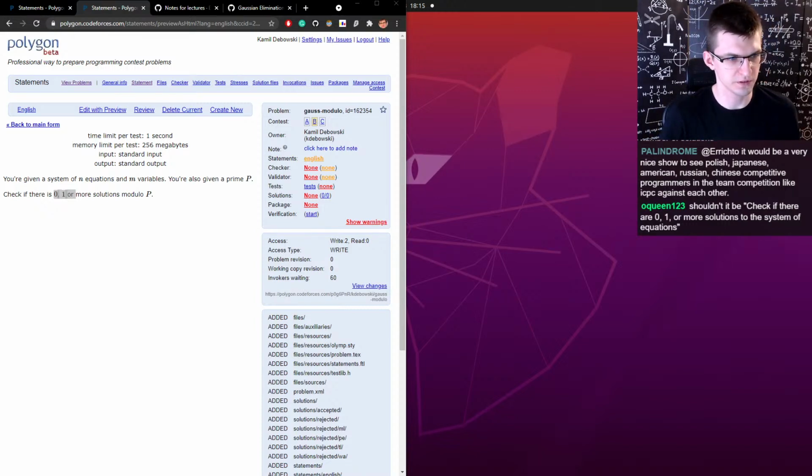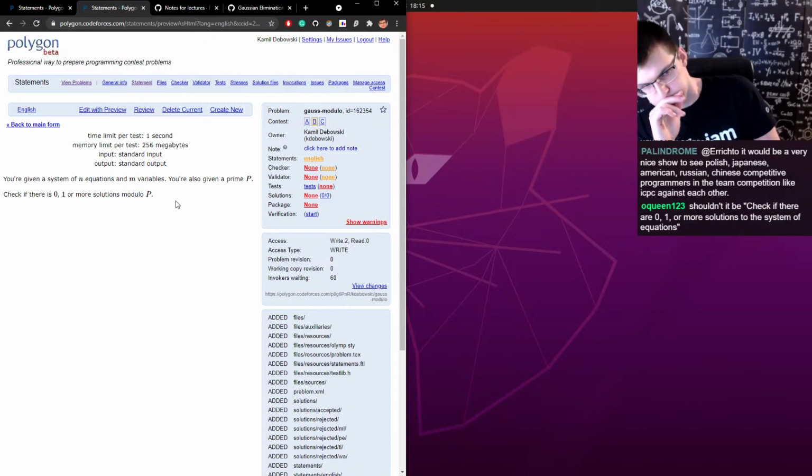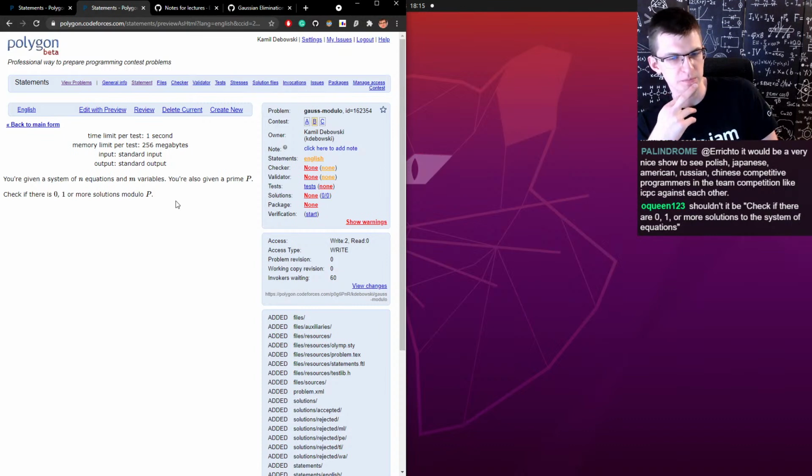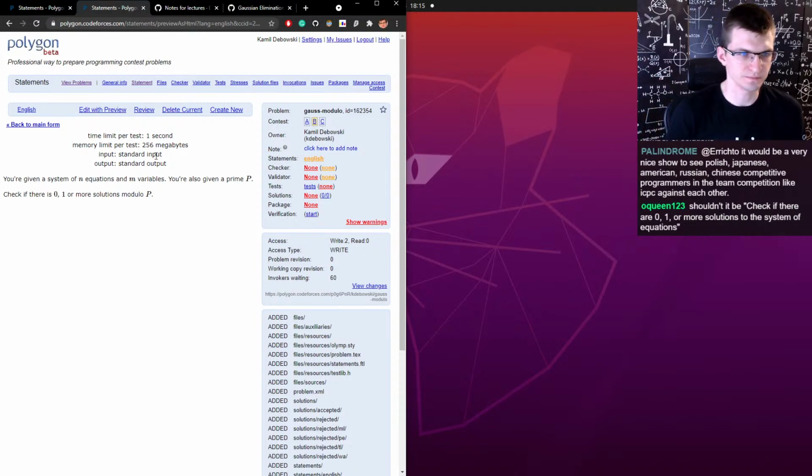Find the number of solutions. But what I mean is you shouldn't print an integer, the number of solutions. Or maybe you should. Oh, this is actually ambiguous, damn it. I don't want to say find the number of solutions because I don't want them to print 5, 10, and so on. In the next problem, they will do that. Or more solutions, modulo P.